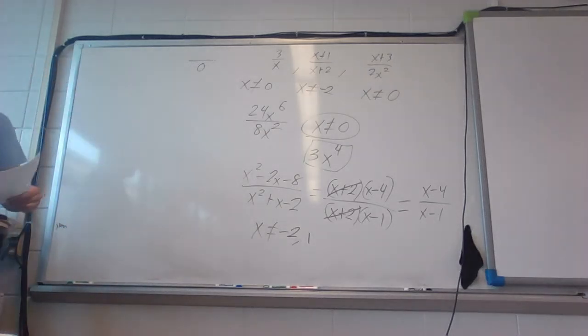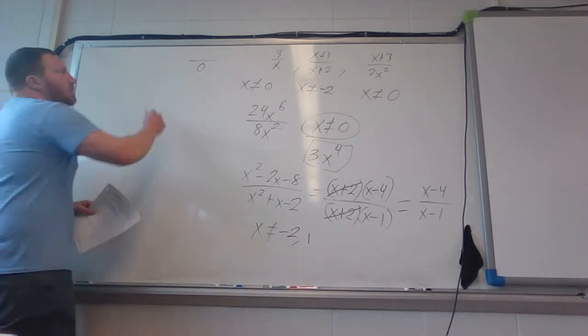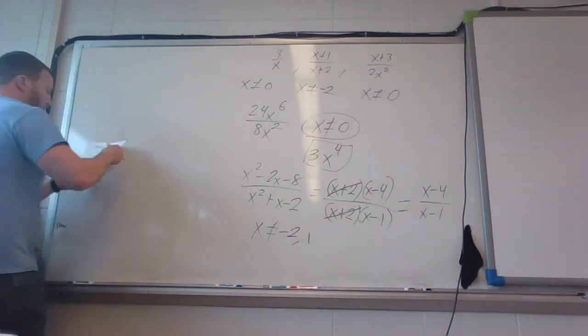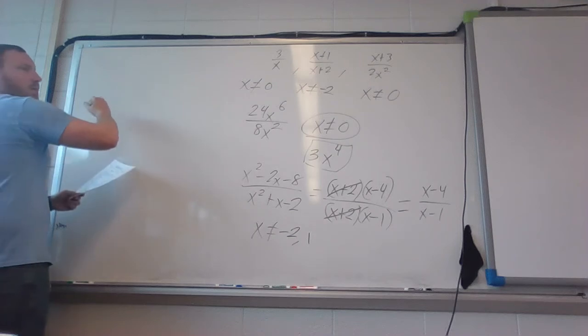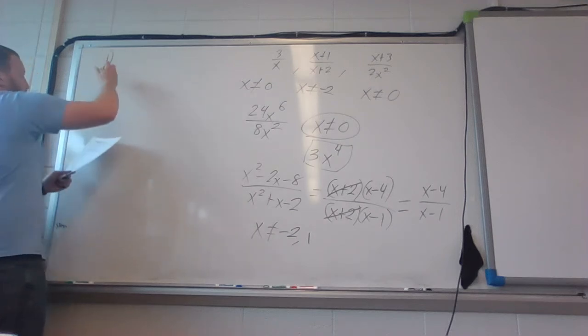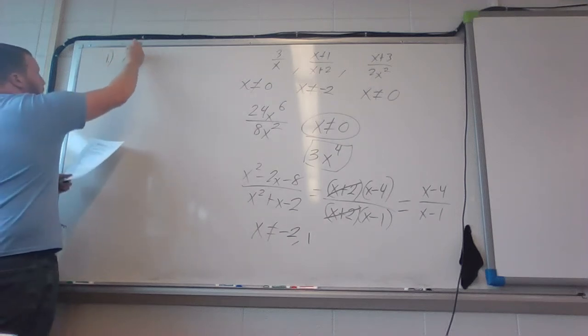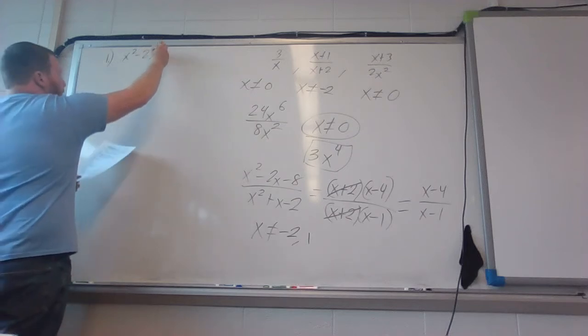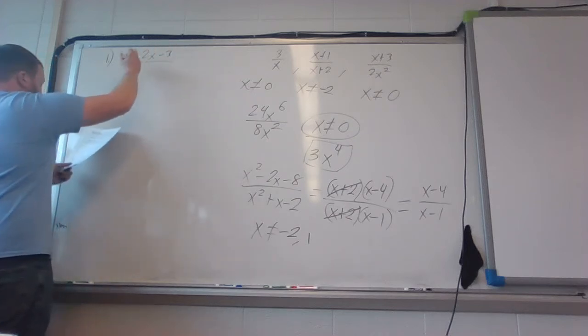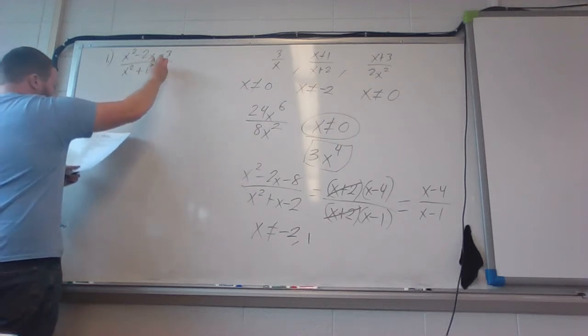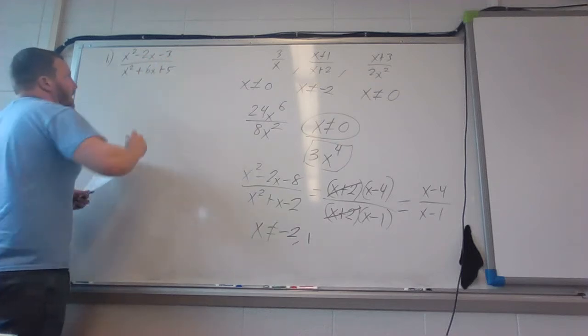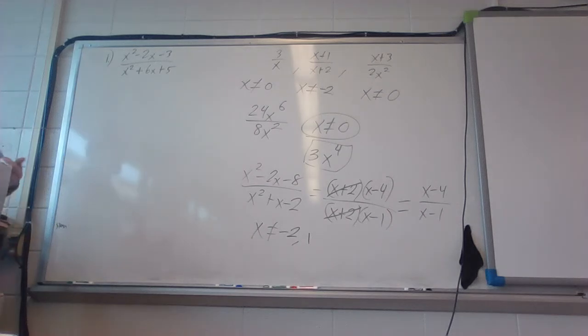So let's look at a couple more examples. So number 1, x squared minus 2x minus 3 divided by x squared plus 6x plus 5. So again, that first step, we want to factor the numerator, factor the denominator. So what is the numerator going to factor into?